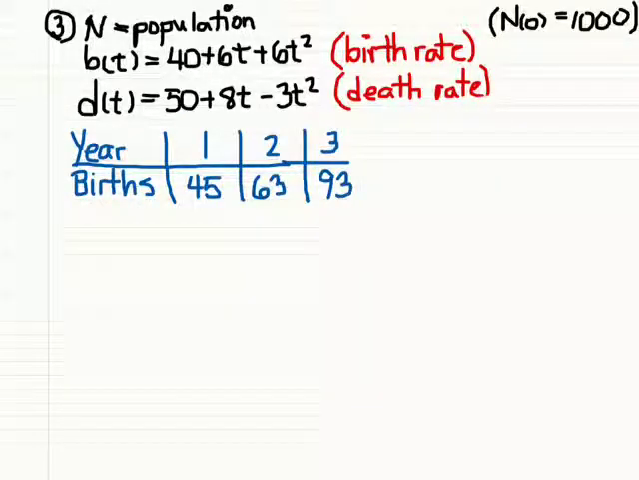So here's a summary of the birth information that we found about the first 3 years. Now let's look at the deaths.